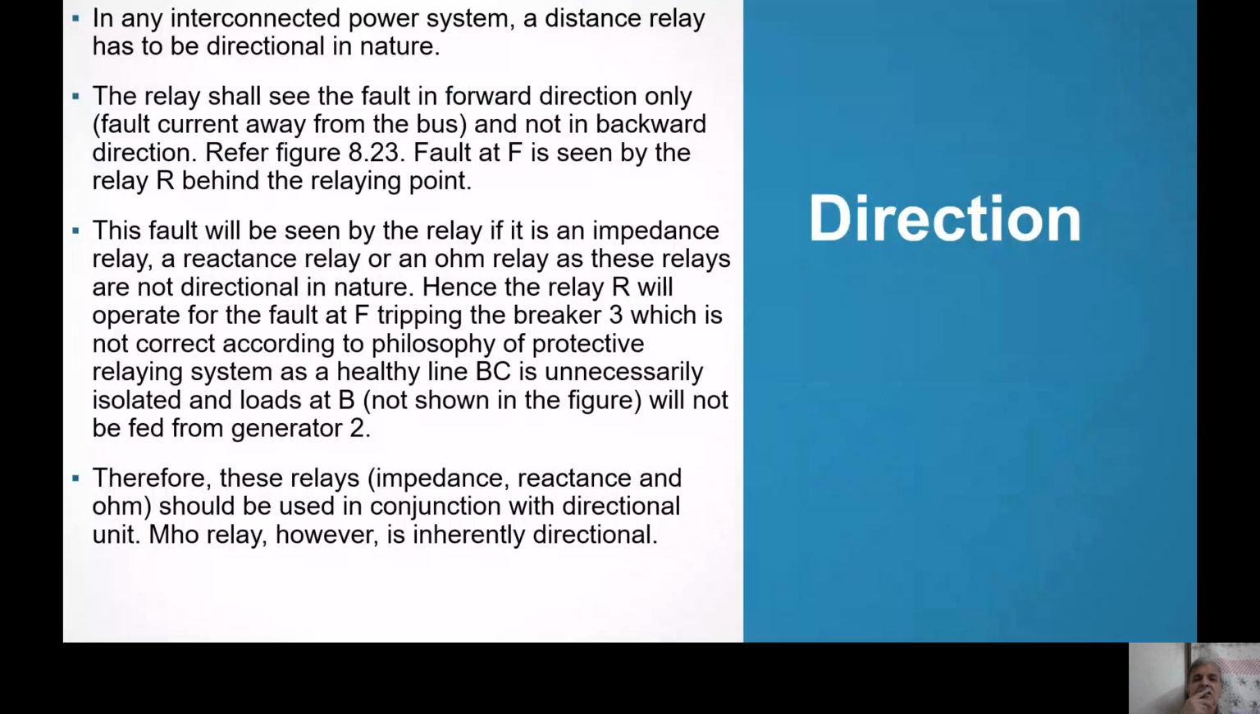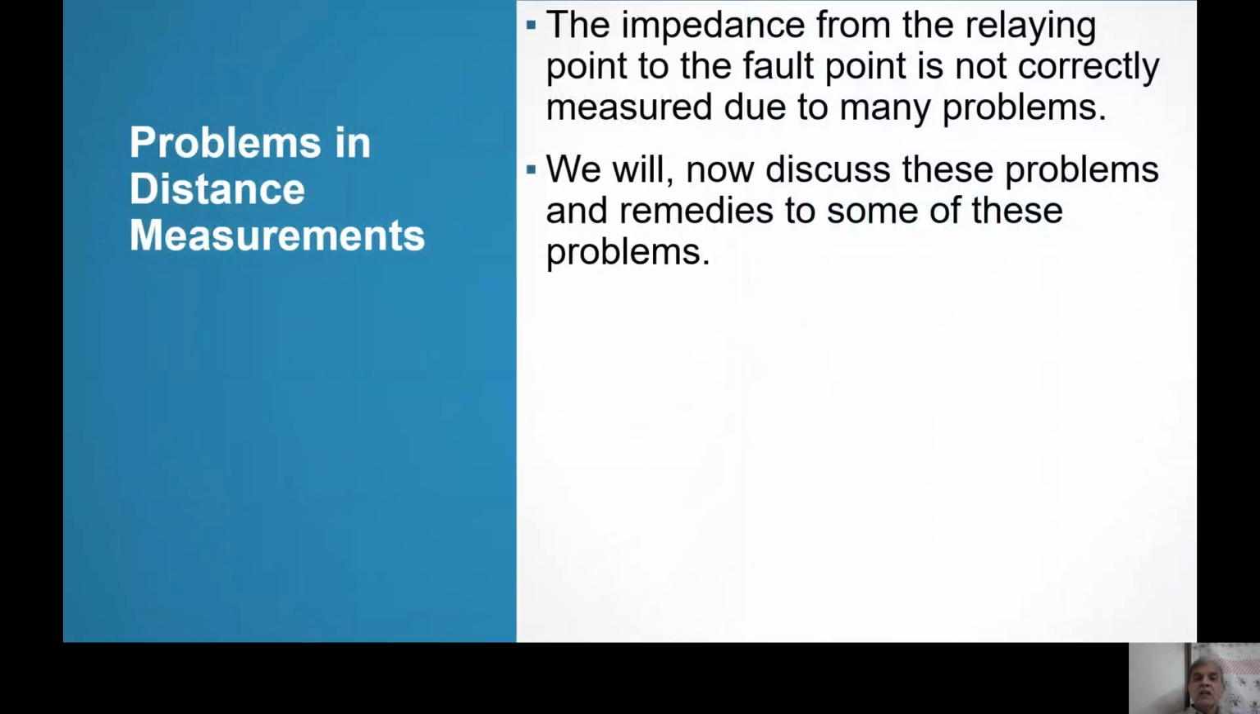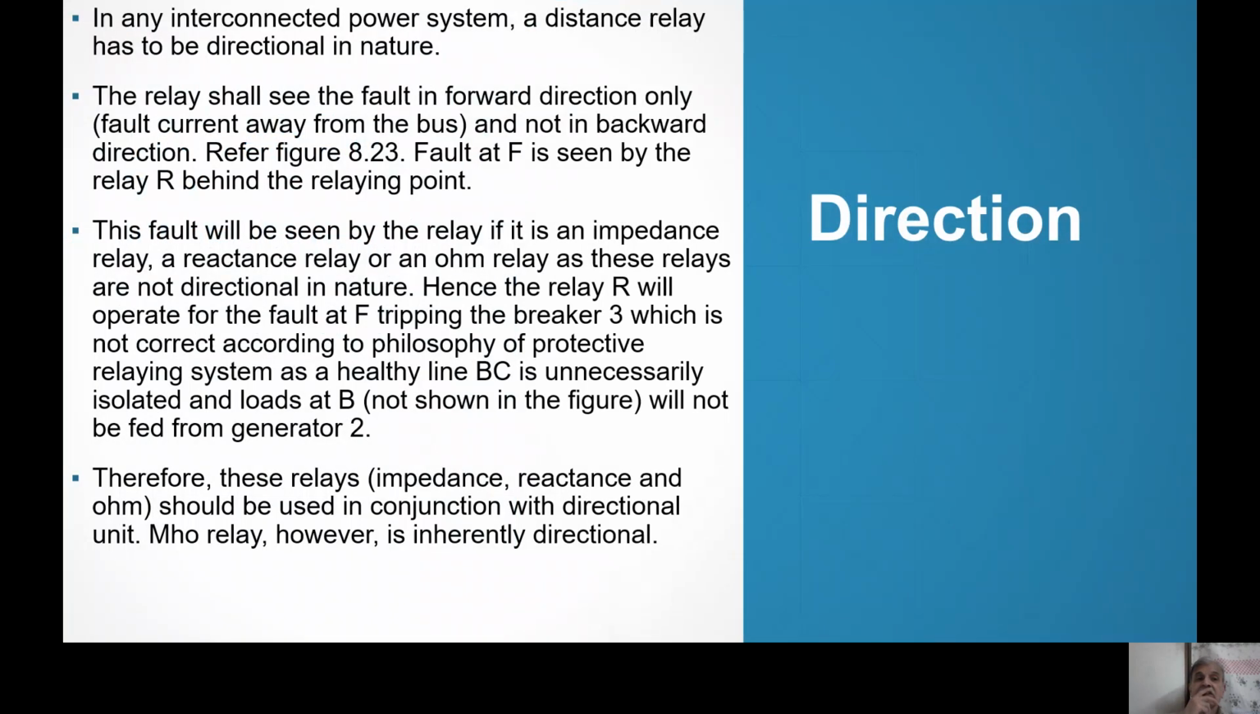So what does this fault impedance do? That we have to see. But before we see the problem of fault impedance, we see another problem, that of direction. All distance relays have to be directional. And as we have discussed, only the mho relay is directional. Therefore, in earlier days, the mho relay was used as a universal relay.